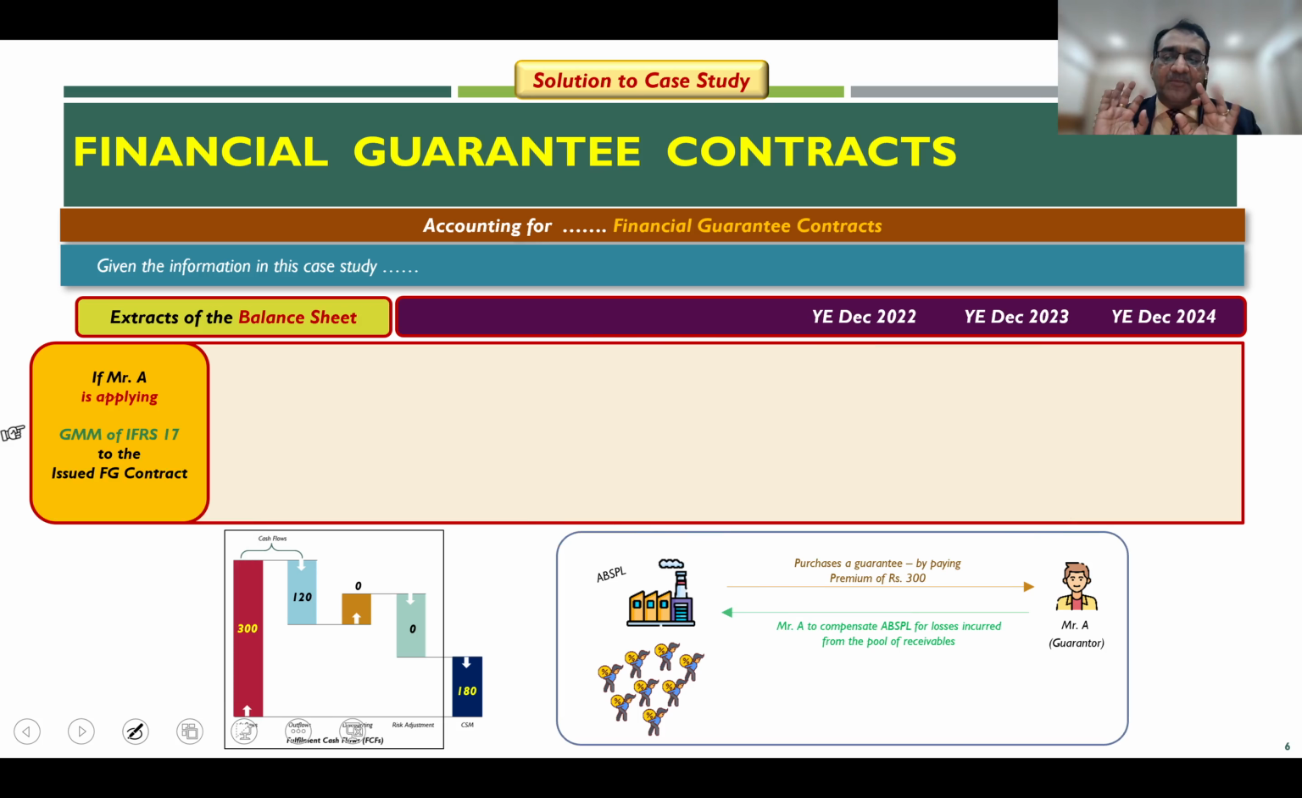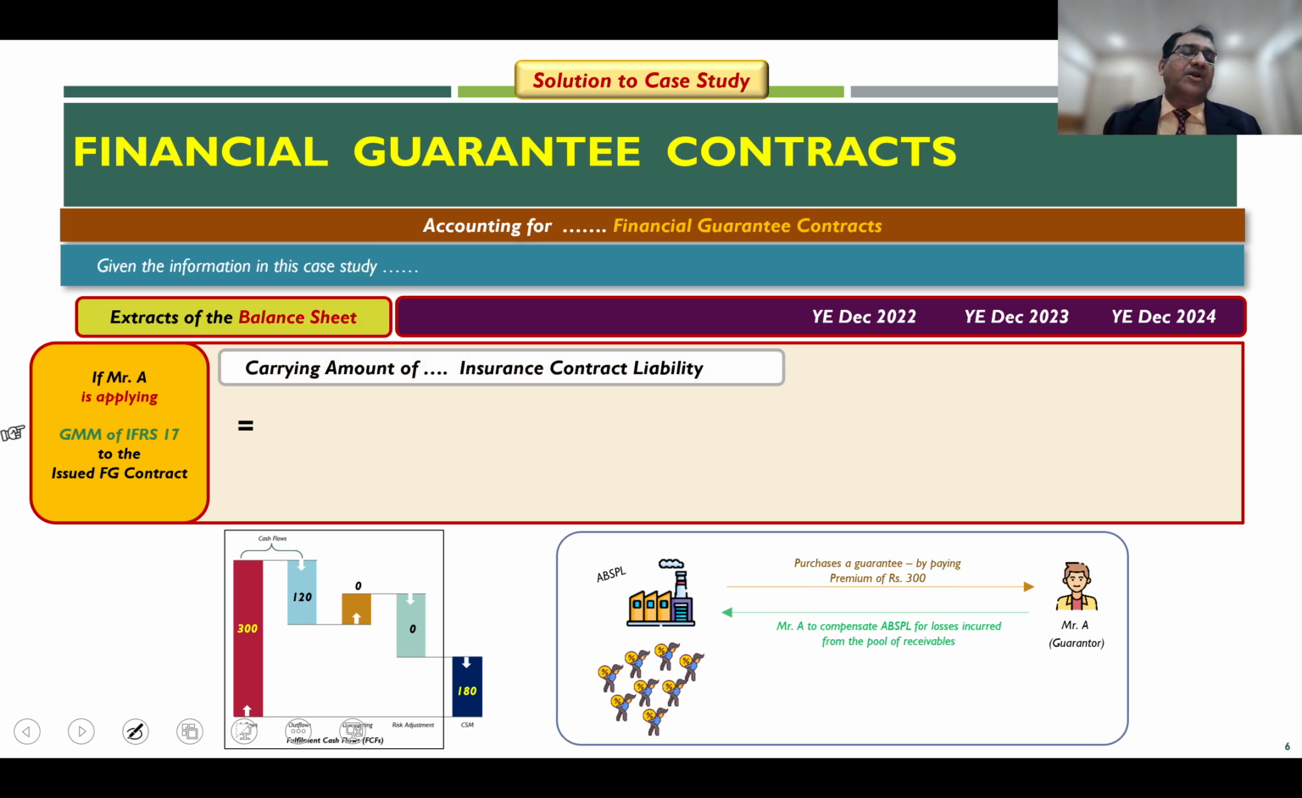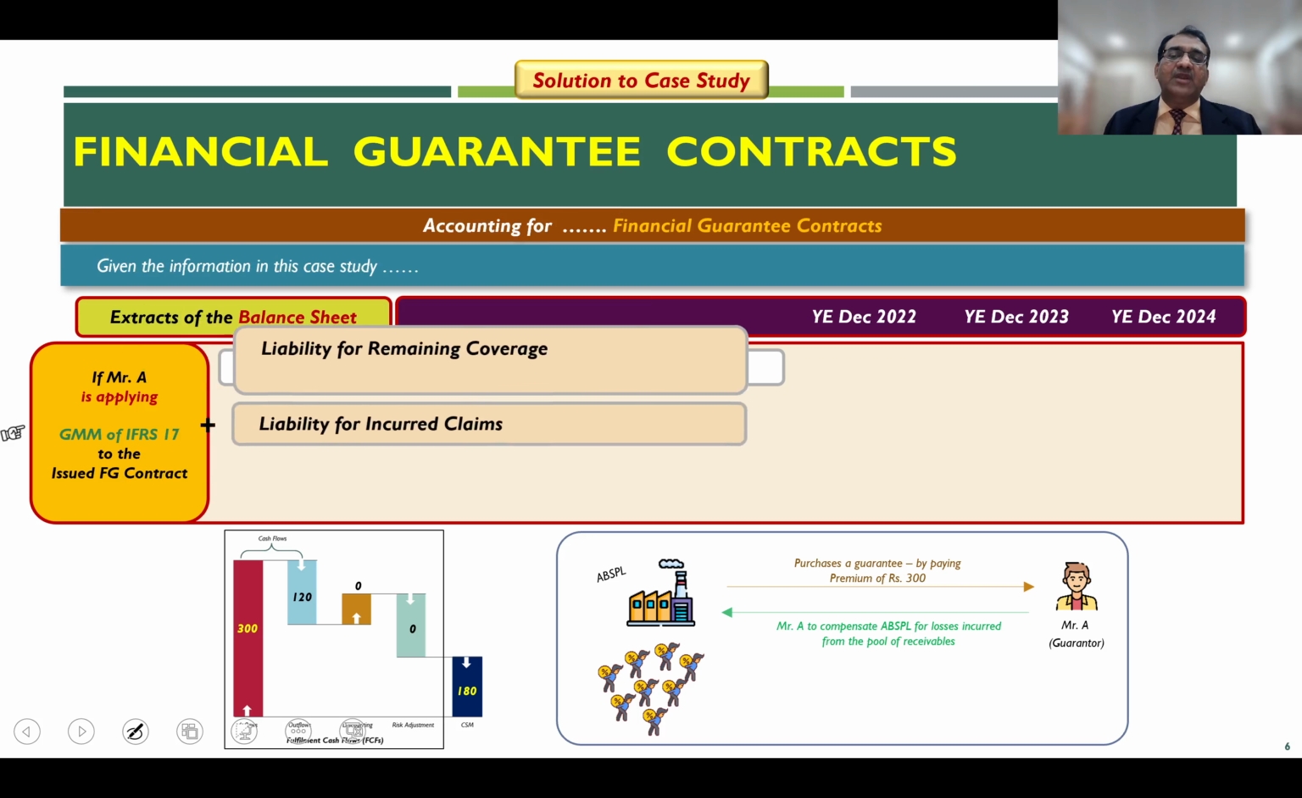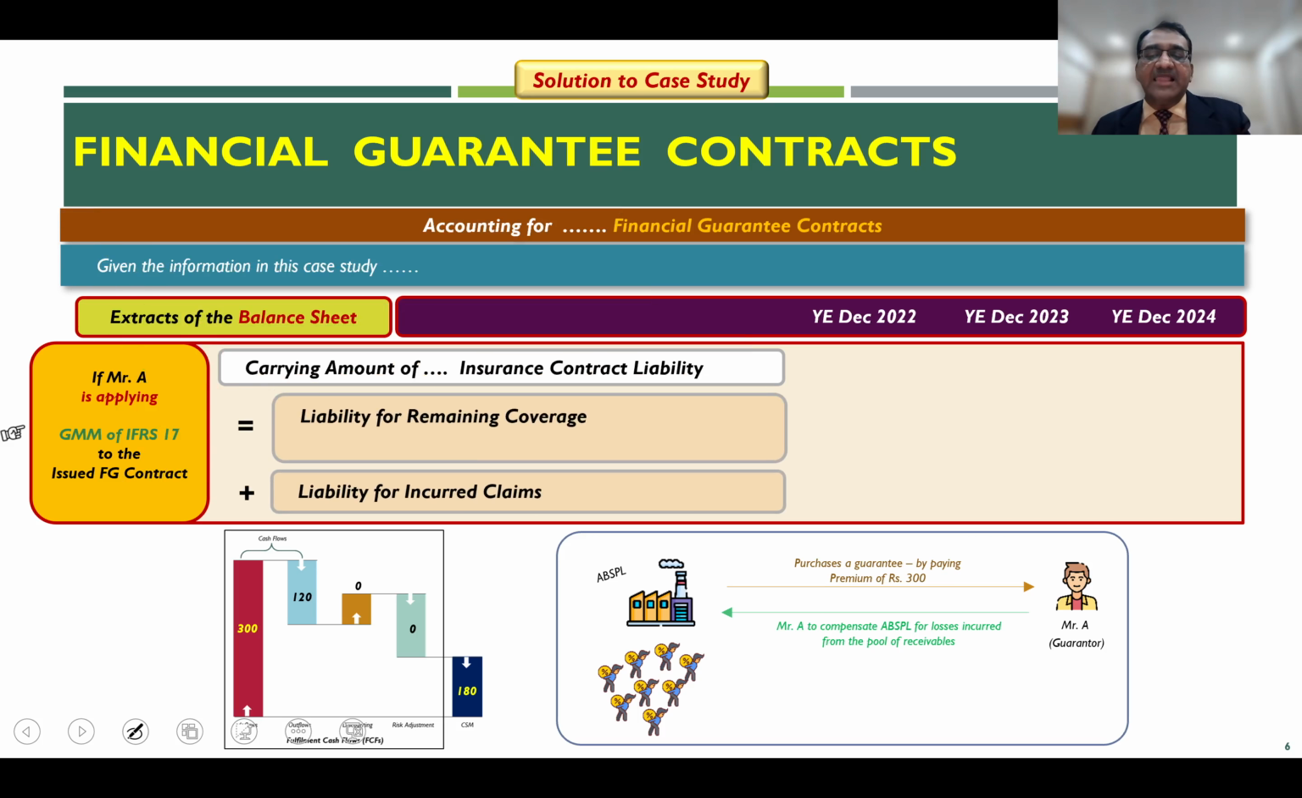So if Mr. A were to apply the GMM model under IFRS 17, then the carrying amount of the insurance contract liability at each reporting period will consist of two things: liability for incurred claim, this is for the past period, and liability for remaining coverage, which is for the future period. In our example, the first year and the next 2 years. The liability will consist of that.